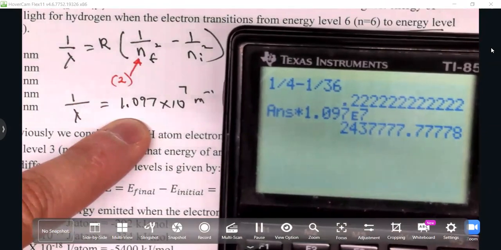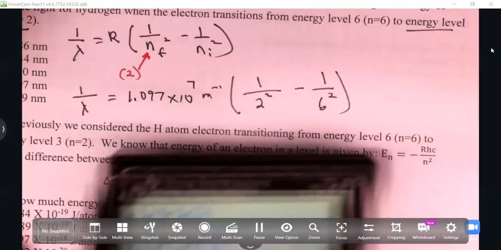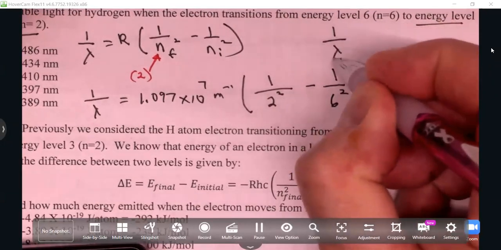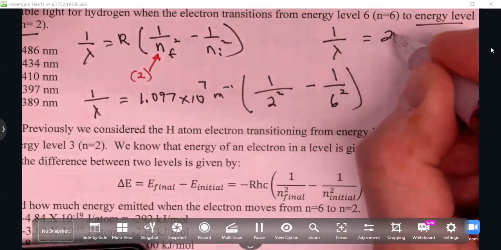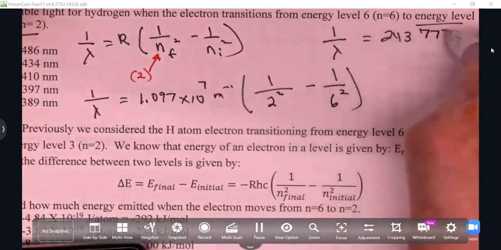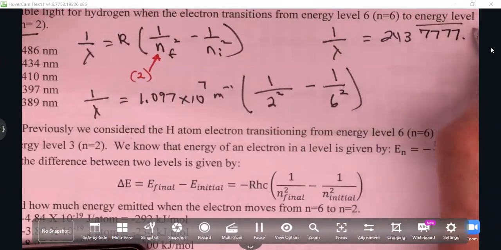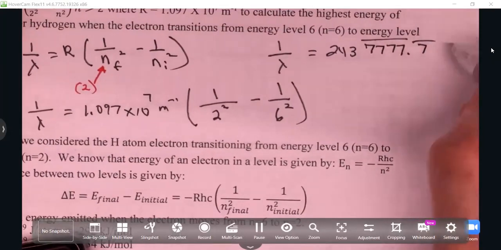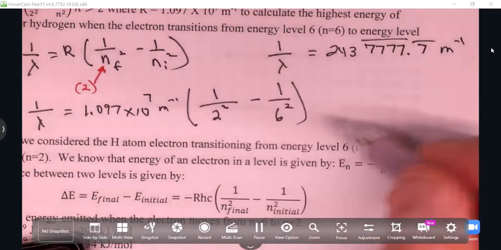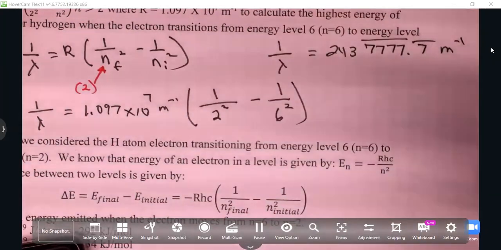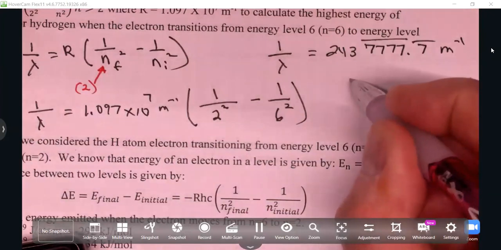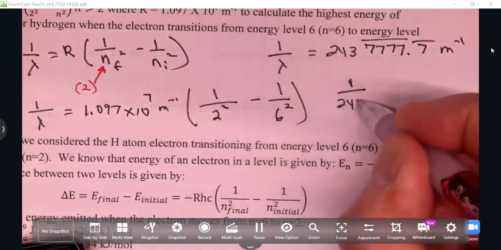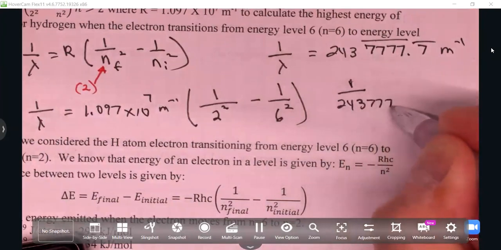243,777. So now we just got to take the reciprocal of that, because what we end up with now is 1 over lambda is equal to 243,777 point, it looks like it goes on forever, and that is meters to the minus 1. So then if we just take the reciprocal of both sides, it's going to be 1 over this number, equals lambda. 243,777.7.